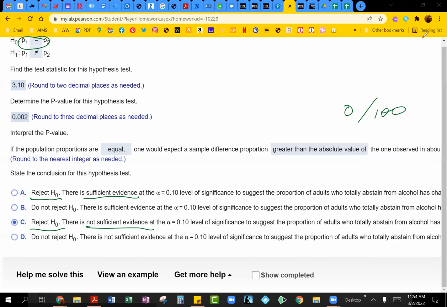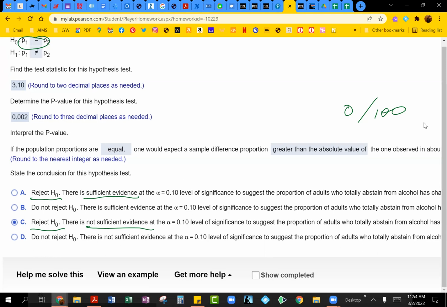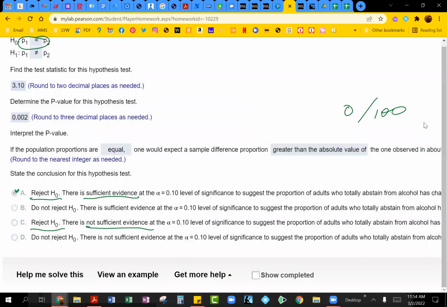Yes, we do, because you can see our sample difference here is showing us that there is a 6% difference from the 1949 survey we conducted to the recent one. So yeah, there is sufficient evidence. And another thing I wanted to point out is, let's go ahead and select that for one. Let's clear all this out.